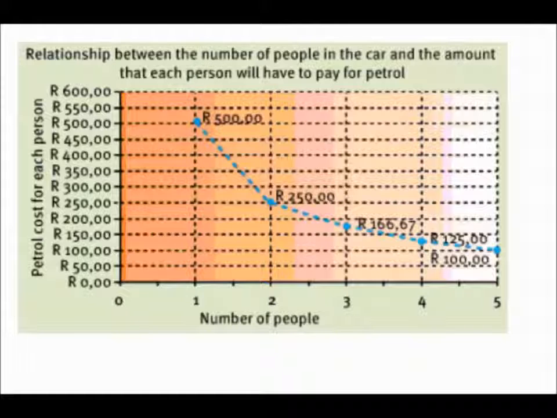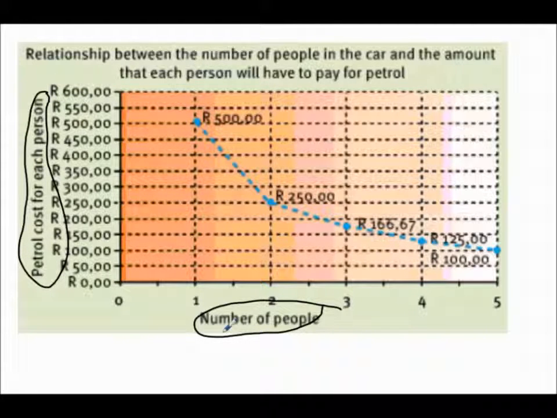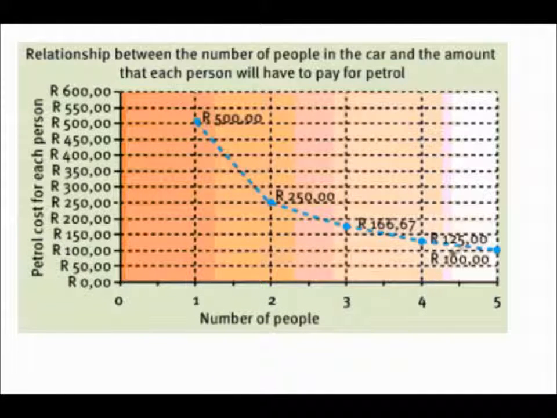Let's look at what this looks like on a graph. Well, if Nkosi goes on her own, she has to pay 500 Rand. If she has a partner to go with her, each will pay 250. If there are 3 people, each would pay 166 Rand 67. If there are 5 people, they would each pay 100 Rand. Note the relationship between the number of people, mention the horizontal axis, and the cost per person. Okay, the number of people in the car and the amount that each will have to pay for petrol. Mention those in your heading.